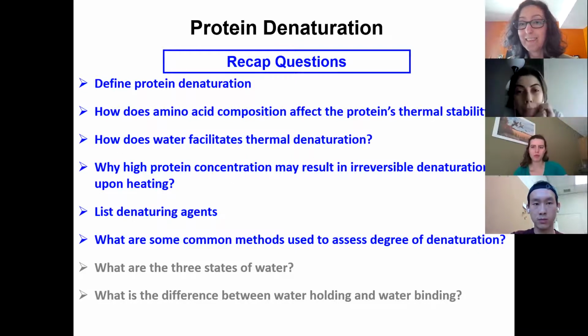FTIR. Spectroscopy. So what spectroscopy?